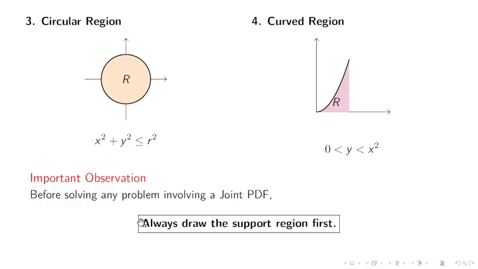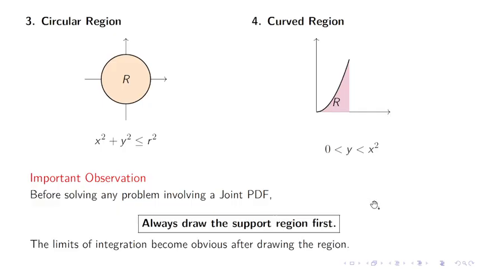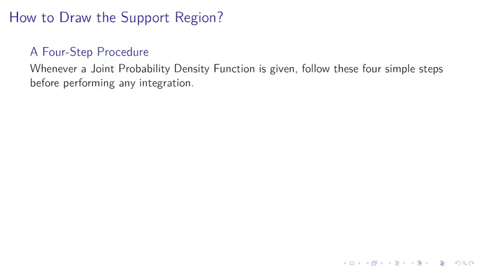Before solving any problem involving a joint PDF, you must remember: draw the support region first. Then the limits of integration become obvious after drawing the region. To draw a support region, we follow a four-step procedure. Whenever a joint probability density function is given, follow these four simple steps before performing any integration.